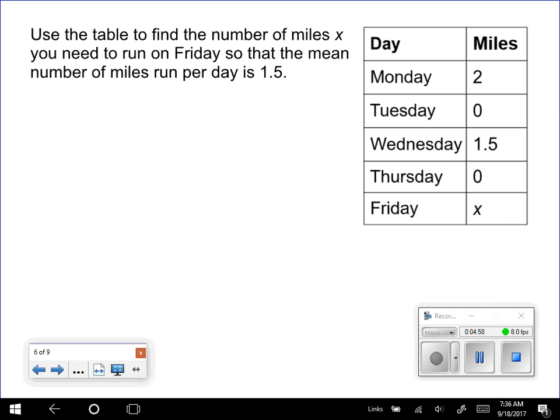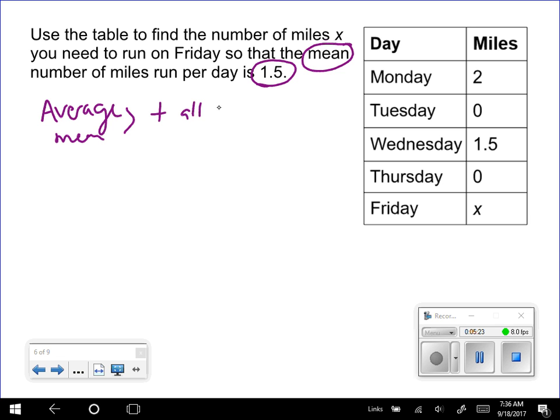So we have to think back, what does the mean mean? The average, right? So we want our average number of miles run per day over the week to be 1.5. We have to remember how to find the average, or the mean. Well, to do that, we're going to add up all of our numbers and divide by the number of numbers. So 1, 2, 3, 4, 5, number of days.